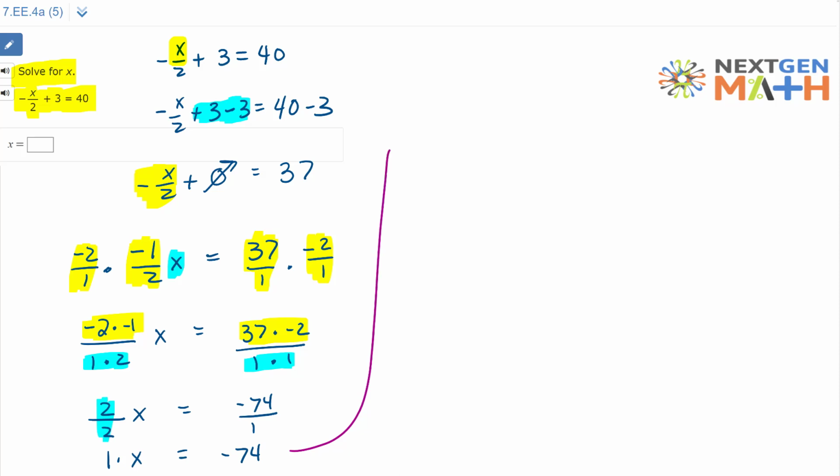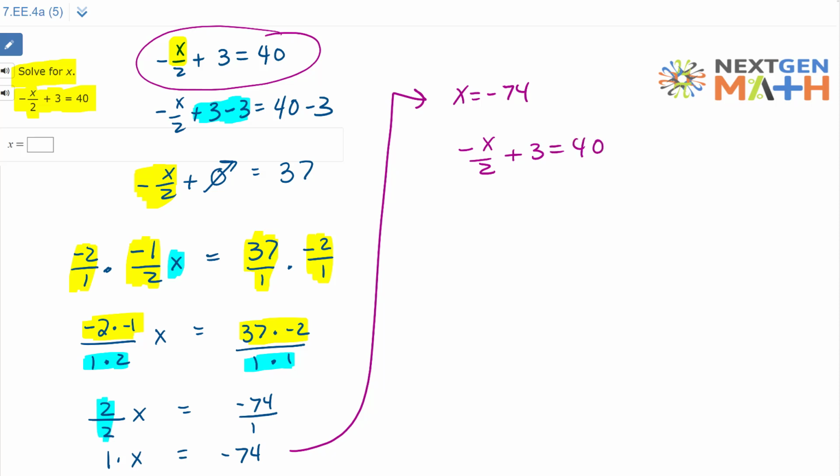So now let's check our work. We know that x equals negative 74. That was our answer. Our original equation is negative x over 2 plus 3 equals 40. We're going to substitute x equals negative 74 in right there. We have negative times negative 74 over 2 plus 3 equals 40.